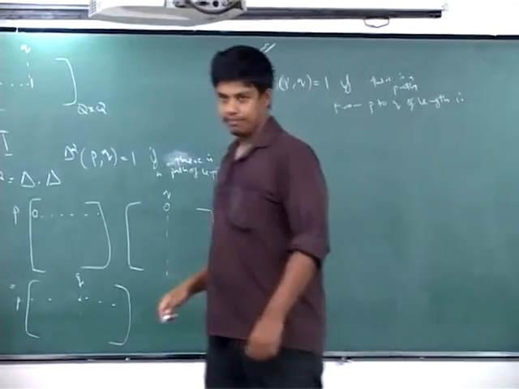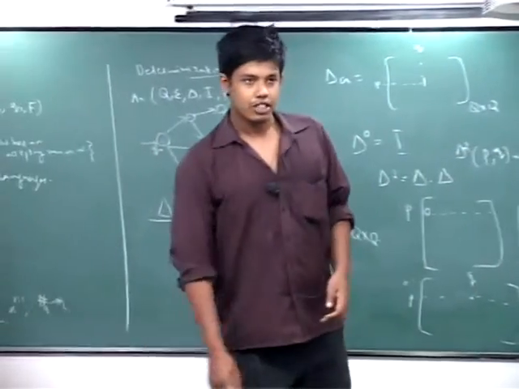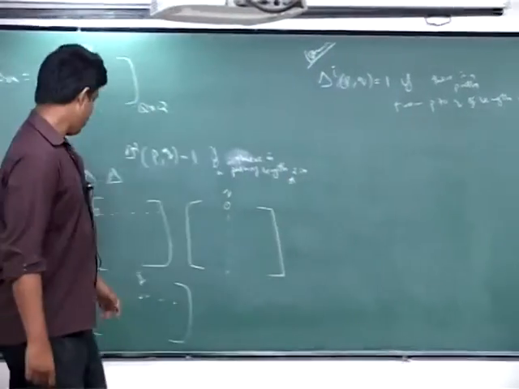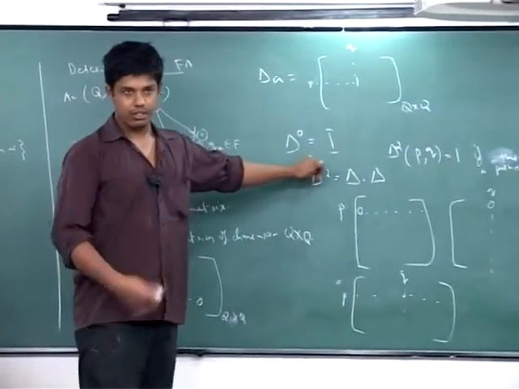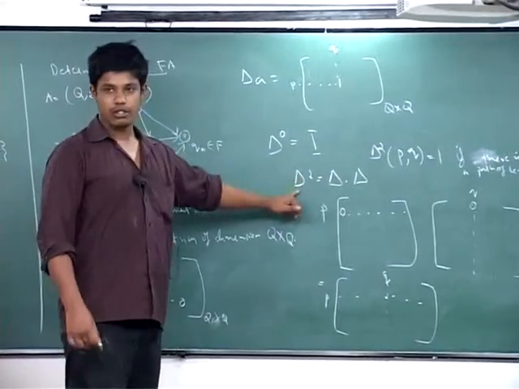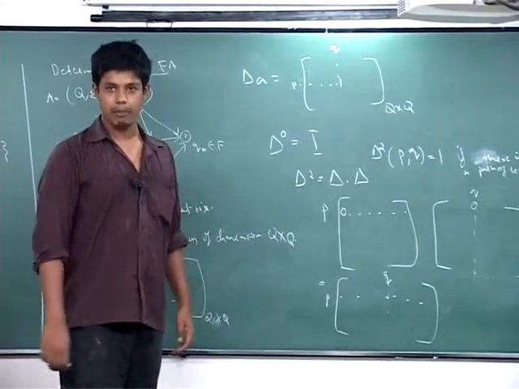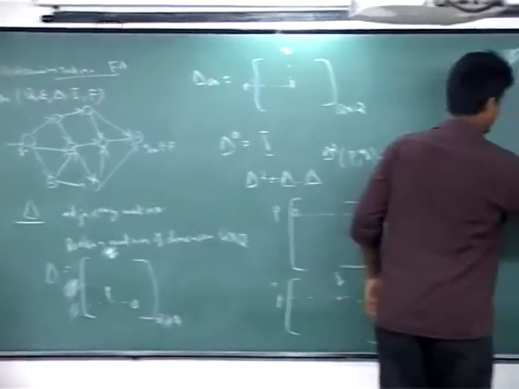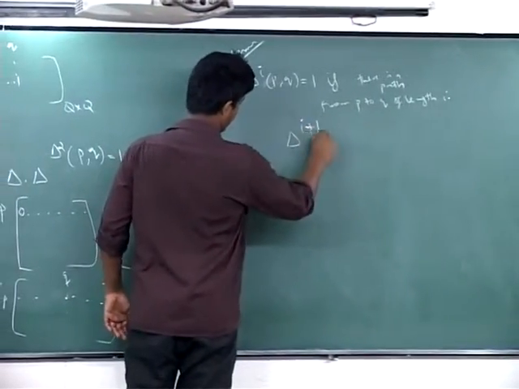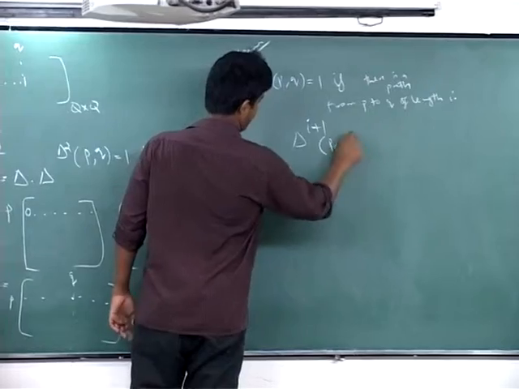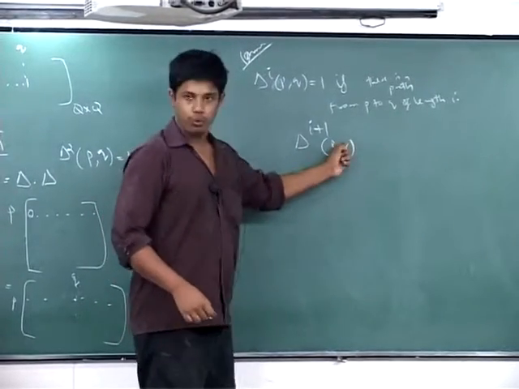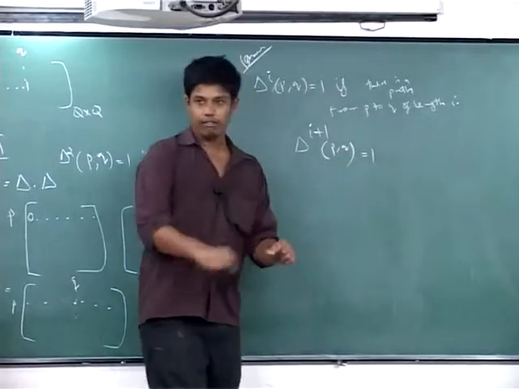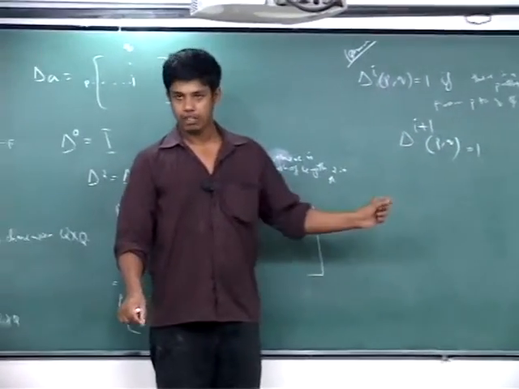How do we prove this? Yeah, this is proved using induction. But just recount what the arguments are. First of all, you know that delta 0 is true. Delta 1 you can take for granted. This can be the base case. So you will assume it for I, and you have to show that delta I plus 1 of PQ is 1 if there is a path from P to Q of length I plus 1.